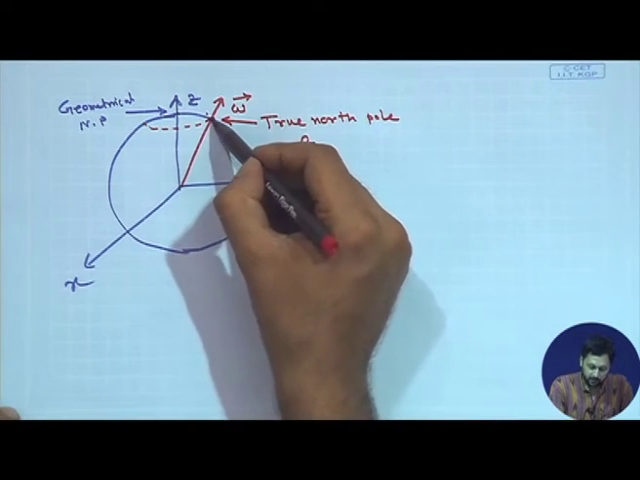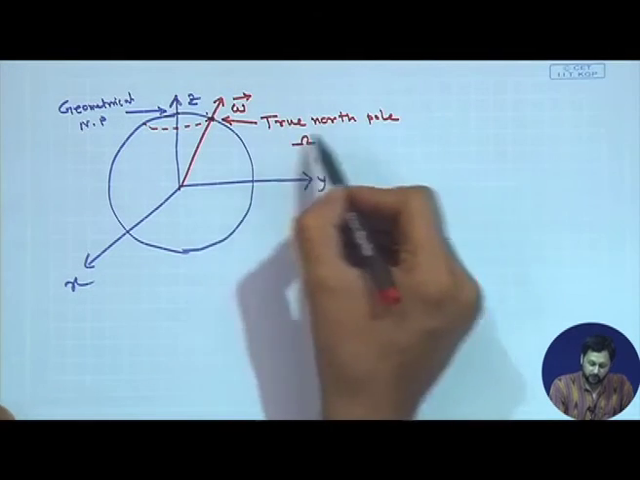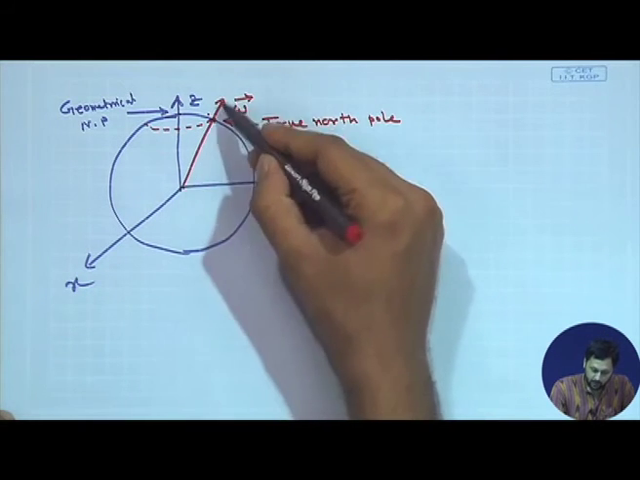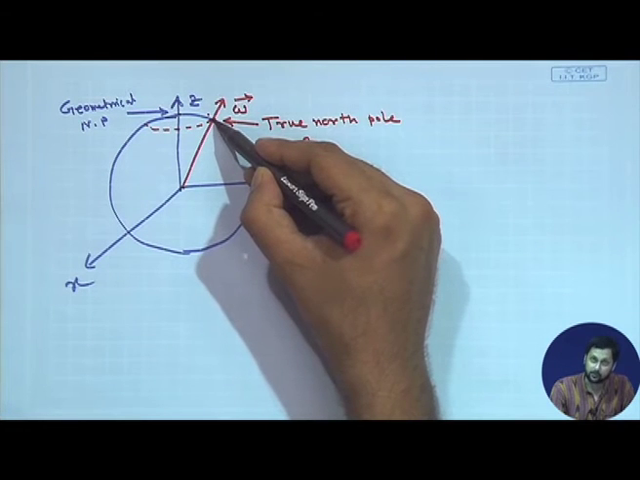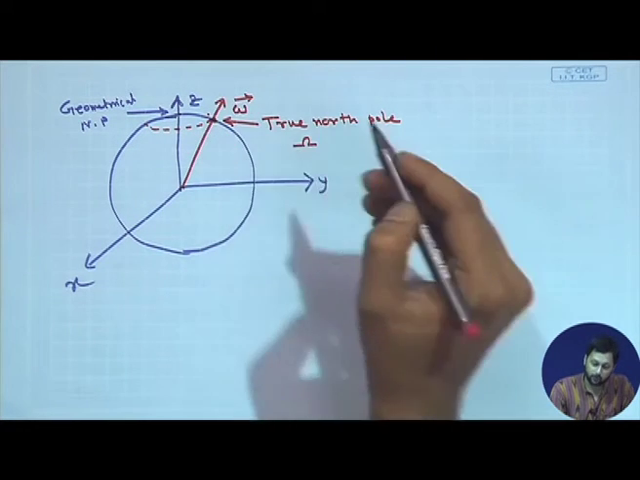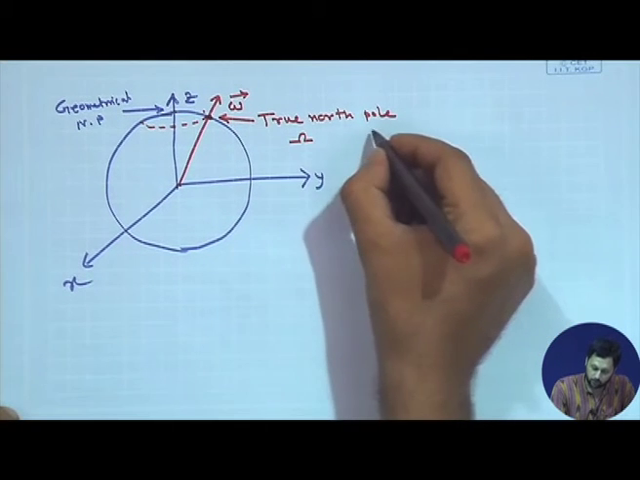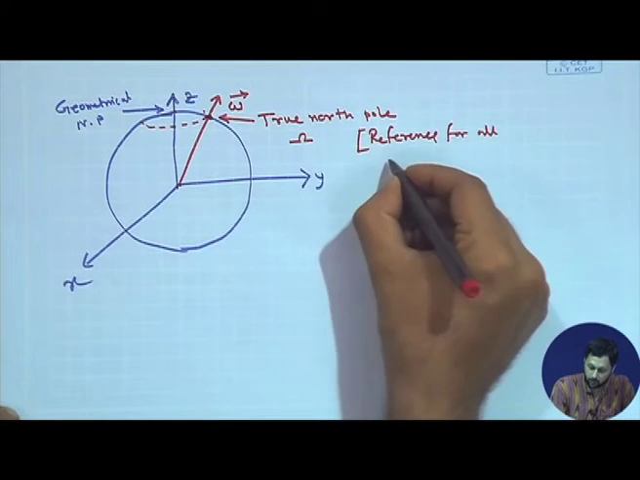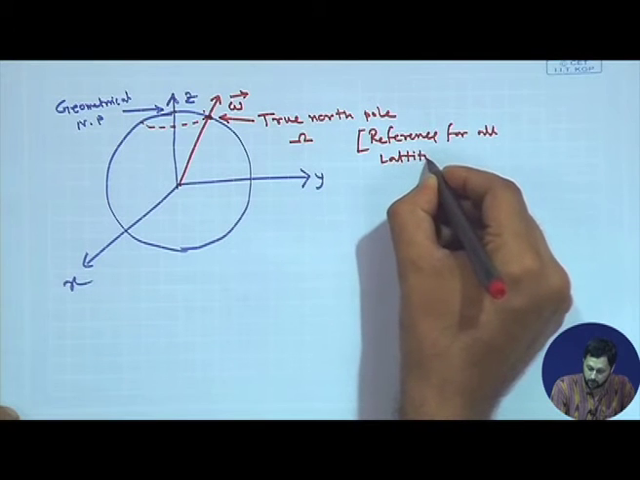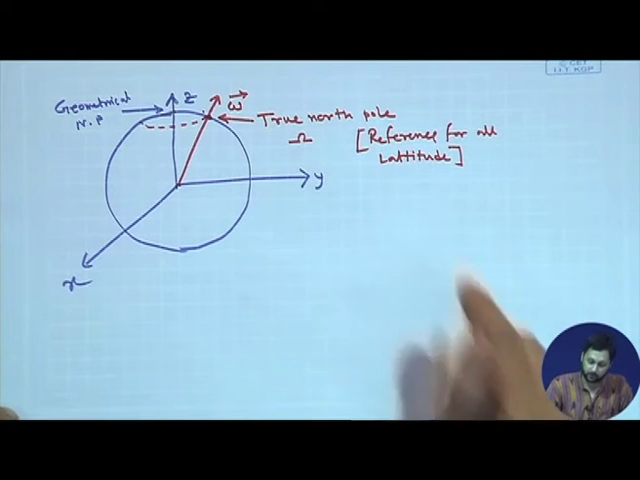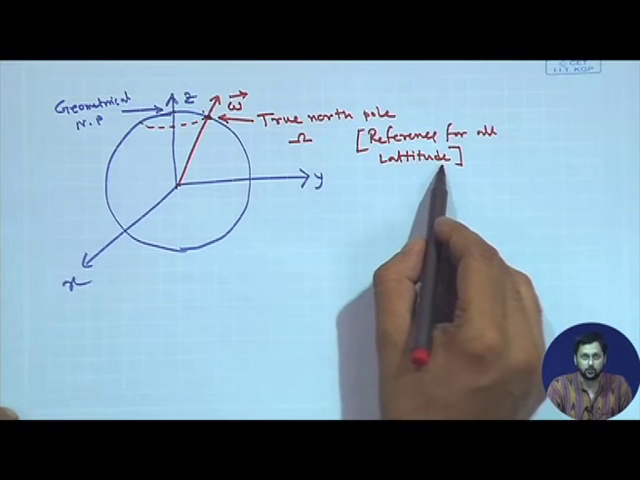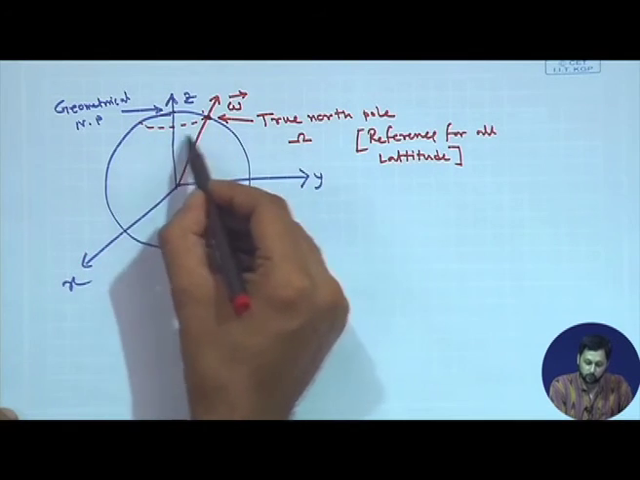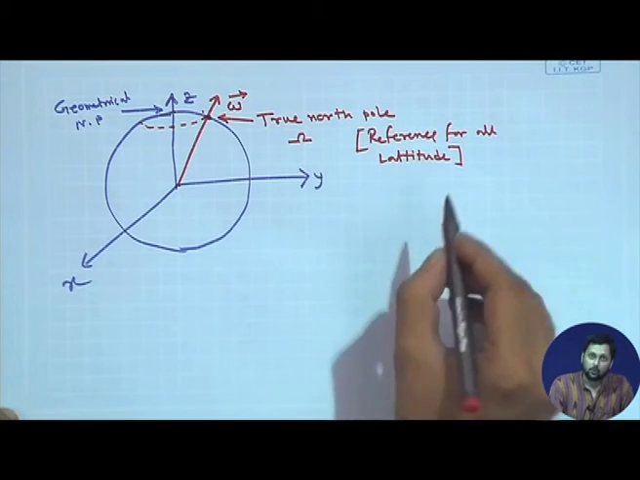Now, true north pole is what sets the reference point. True north pole is where the angular velocity vector intercepts the Earth's surface, and this sets the reference point for all the latitude and longitude. So, true north pole is the reference for all latitude, sorry, not longitude, longitude has a different reference point. So, it is the reference point for all the latitude. So, if the true north pole is rotating around the geometrical north pole, that means the latitude will also change.